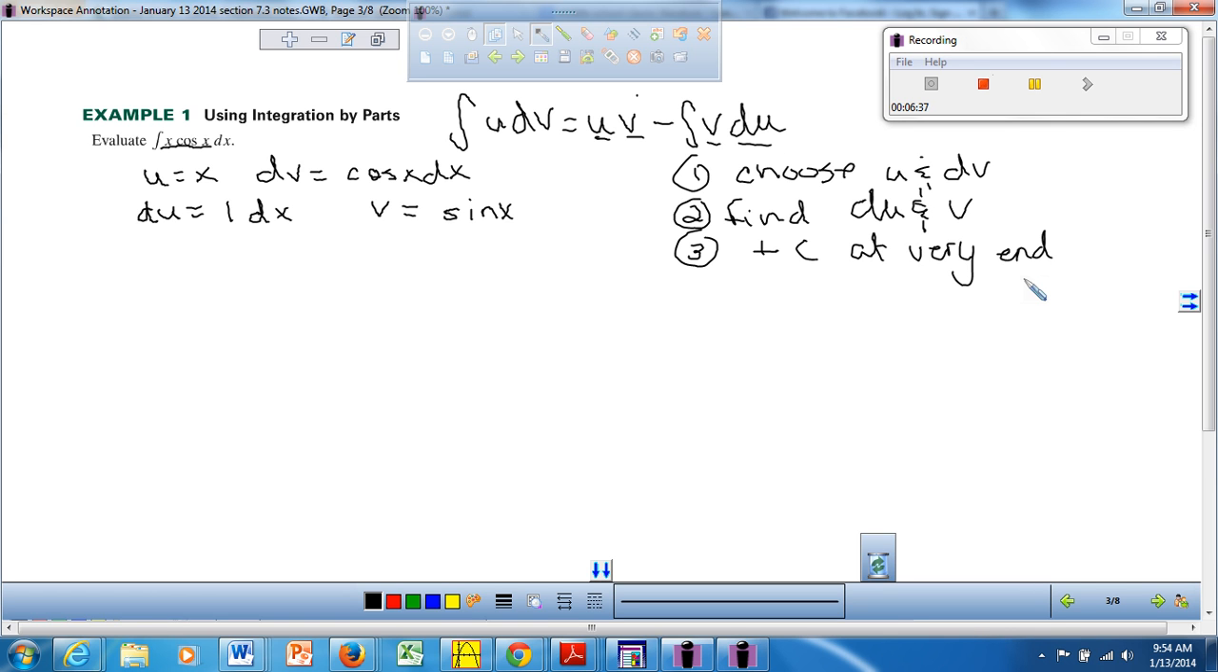Okay? All right, so let's rewrite what we have. We have the integral of x cosine x dx equals uv. What is that? X sine x. Then minus the integral of v du. And what is that? Sine x dx.